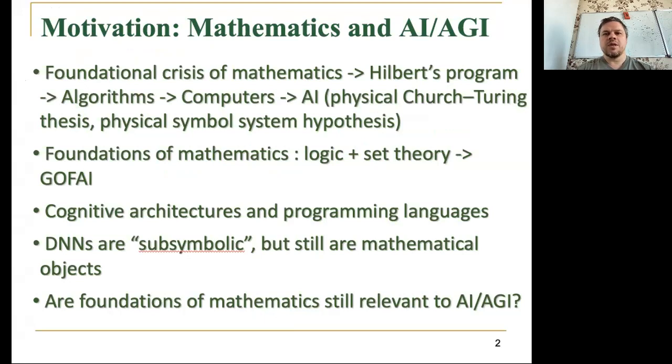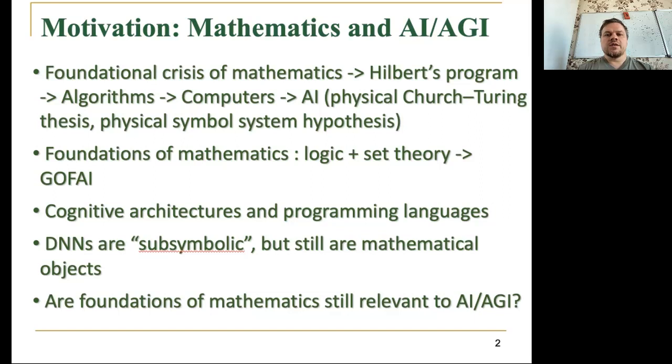Foundations of mathematics played a huge role in the emergence of the field of artificial intelligence. The notion of algorithms was formalized in the course of an attempt to overcome the foundational crisis in mathematics, which was one of the main steps towards the invention of computers. Physical Church-Turing thesis basically implies that our brain is a computer, while the physical symbol system hypothesis says this explicitly. Already, traditional set-theoretic and logical foundations of mathematics gave rise to Prolog and the whole good old-fashioned AI approach.